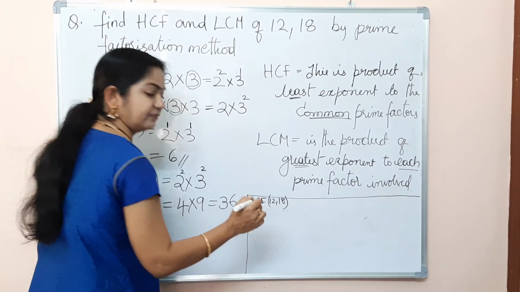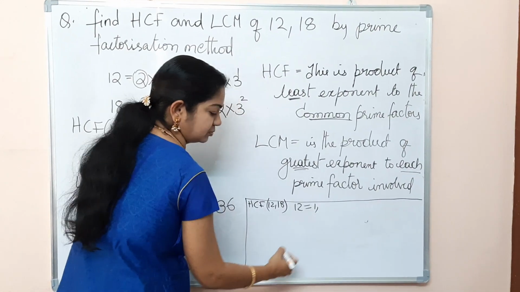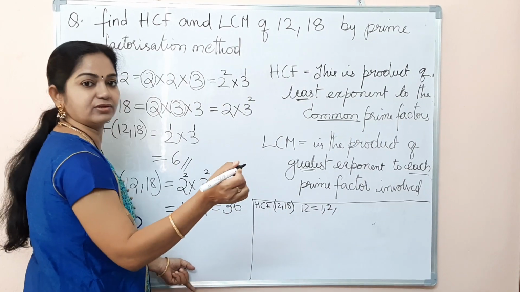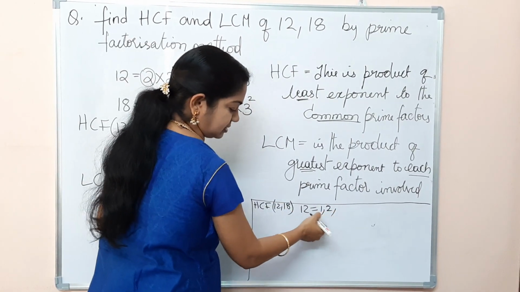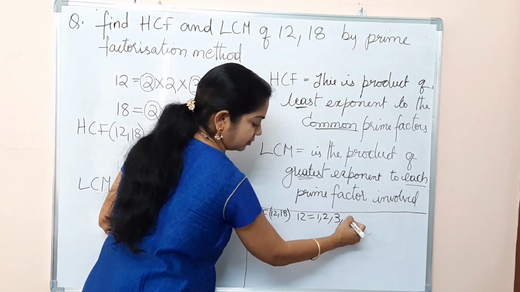First, I'll write the factors of 12. What are the factors of 12? It goes with 1, it goes with 2, because 1 is a factor of all numbers. 2 sixes are 12. 3 fours are 12. 5, it doesn't go.